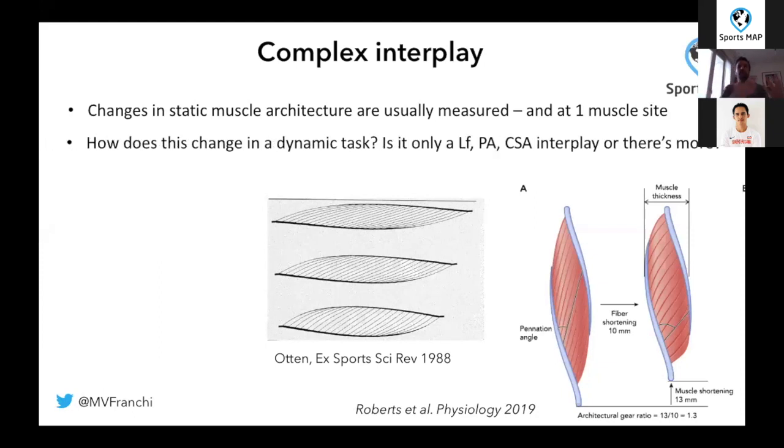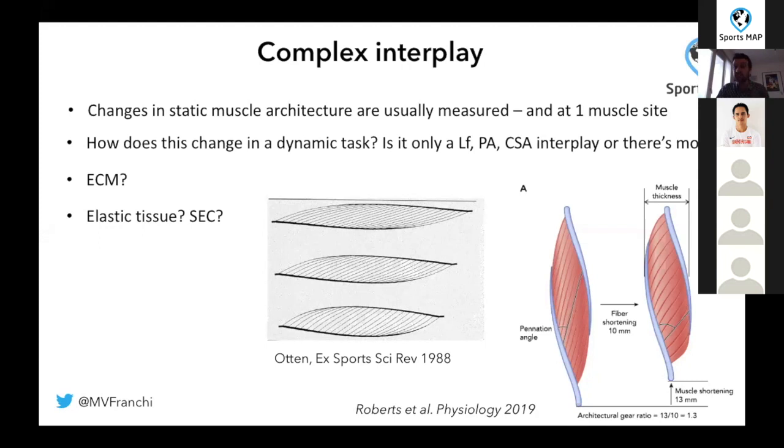So how representative is static muscle architecture of what is changing in dynamic tasks? Is it only a matter of fascicle length, pronation angle, this interplay, or there's more? What about the extracellular matrix that is inside the muscle? How does this play a role in distributing forces, distributing stresses? What's its role in strains during muscle contraction? And what about the elastic tissue components, the aponeuroses, the series elastic elements? And what about the muscle gearing and the rotation of muscle fibers during contraction?